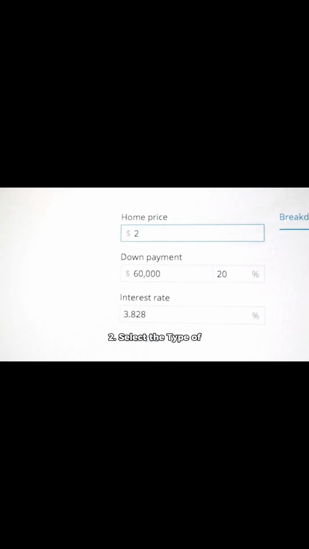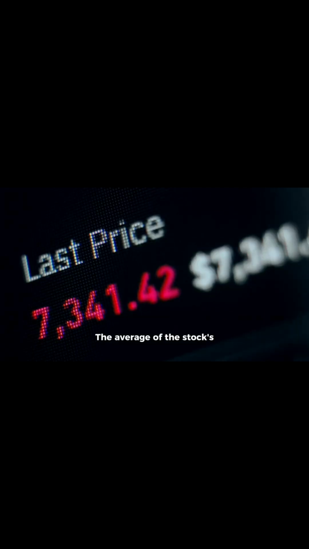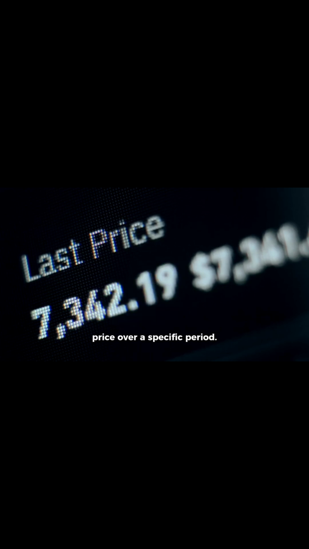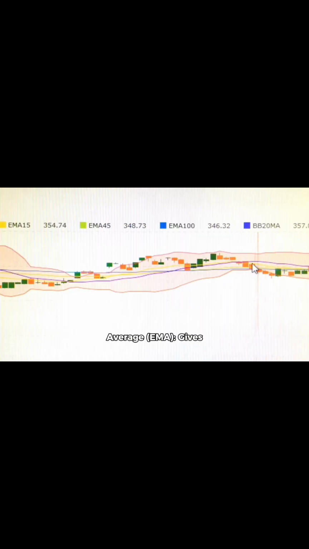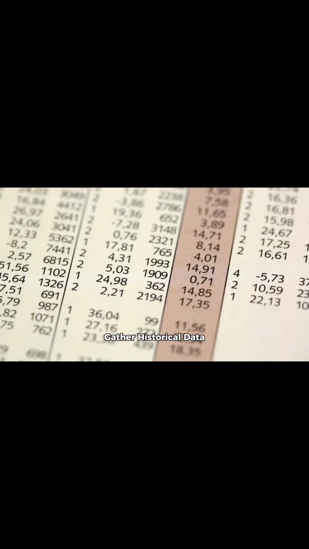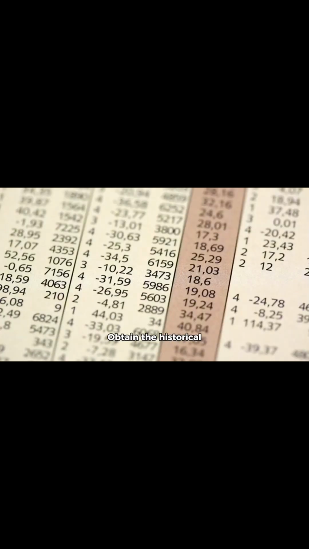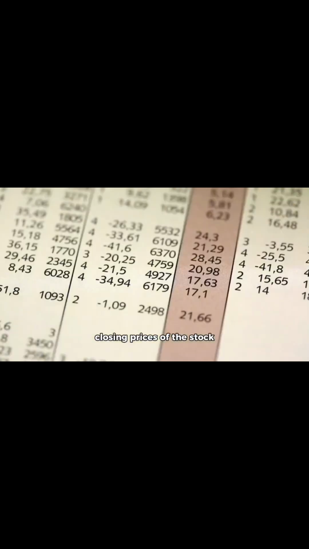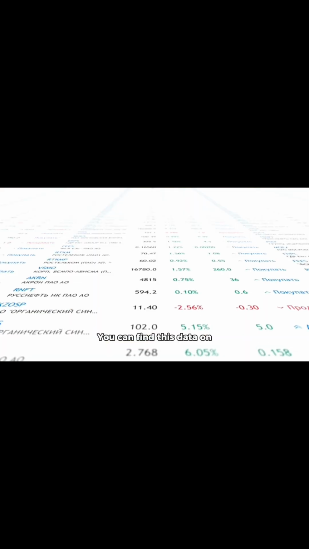2. Select the type of moving average. There are different types of moving averages, including simple moving average (SMA), the average of the stock's price over a specific period. Exponential moving average (EMA) gives more weight to recent prices, making it more responsive to recent price changes. 3. Gather historical data. Obtain the historical closing prices of the stock for the selected period. You can find this data on financial websites, stock trading platforms, or through APIs.